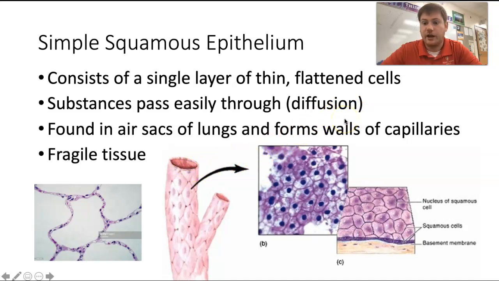A lot of the time this is oxygen or carbon dioxide, so they're going to be found in your capillaries, which is where a lot of the gas exchange occurs in your body, or in your alveoli in your lungs. This is also where carbon dioxide and oxygen will pass through. So they're very flat and thin layers.